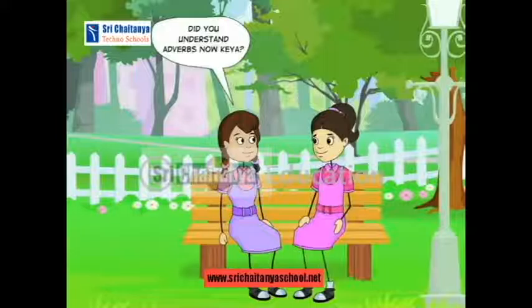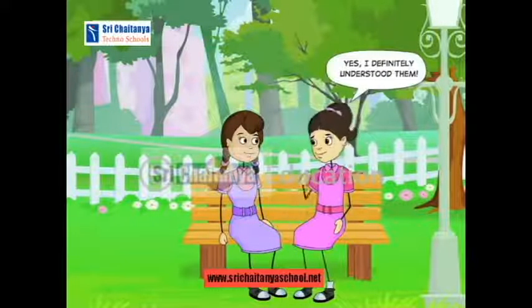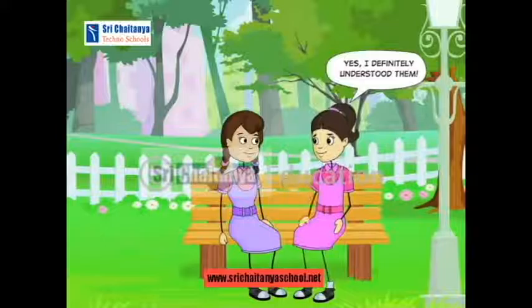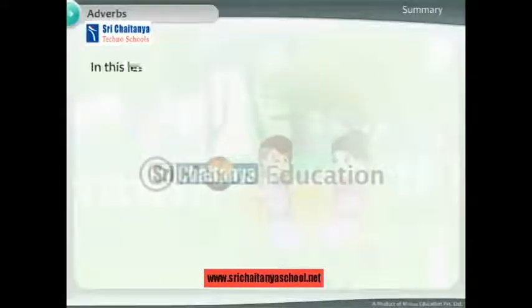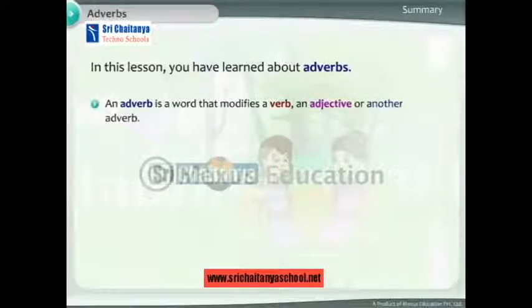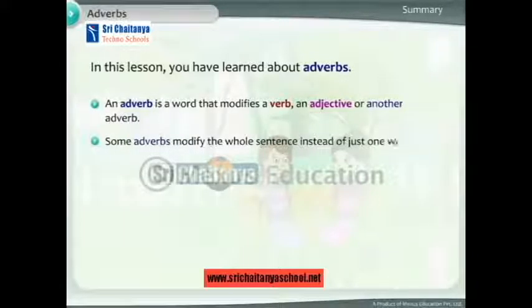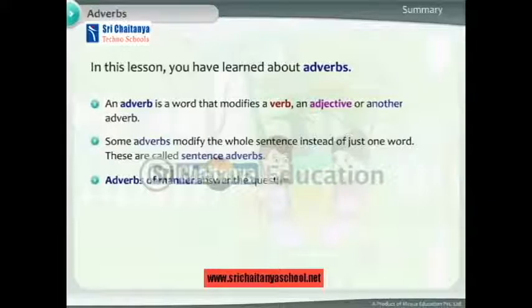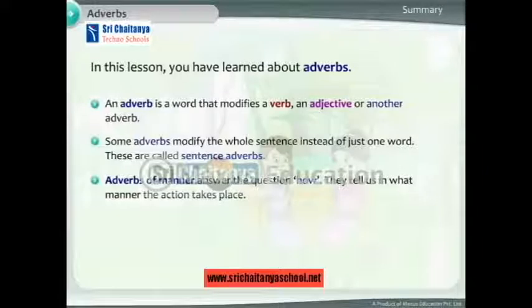Now that Kaya understands what adverbs are, let us revise what she has just learned. An adverb is a word that modifies a verb, an adjective, or another adverb. Some adverbs modify the whole sentence instead of just one word. These are called sentence adverbs. Adverbs of manner answer the question how. They tell us in what manner the action takes place.